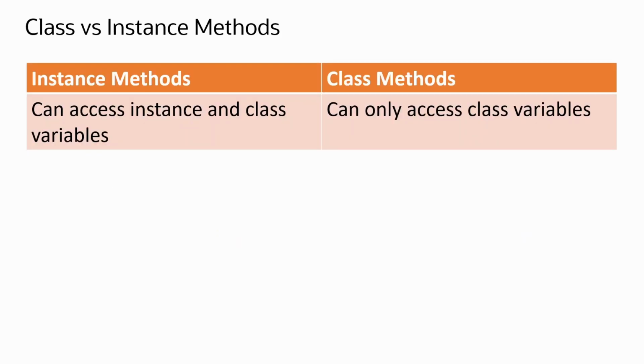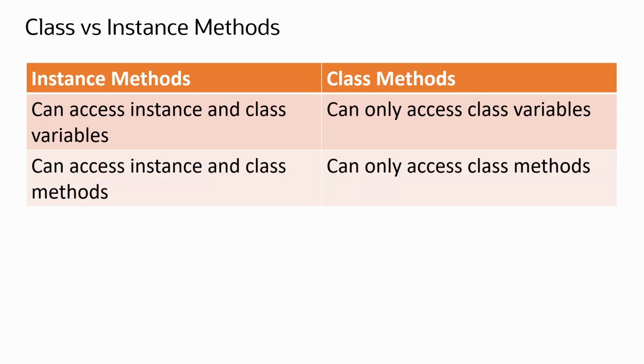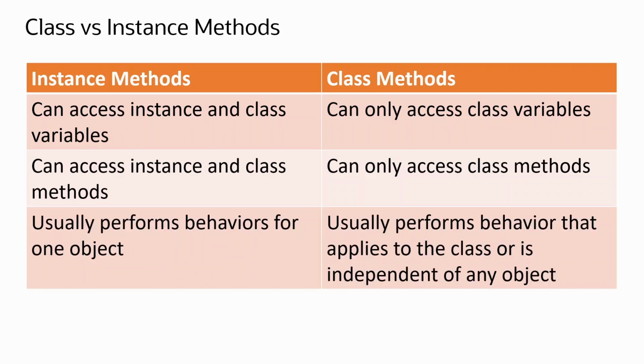For instance methods, they can access both the instance and class variables, but class methods can only access other class variables. Instance methods can access instance and class methods, but class methods can only access class methods. We use instance methods to perform behaviors for one object, but class methods perform behaviors that apply to the class or is independent of any object.